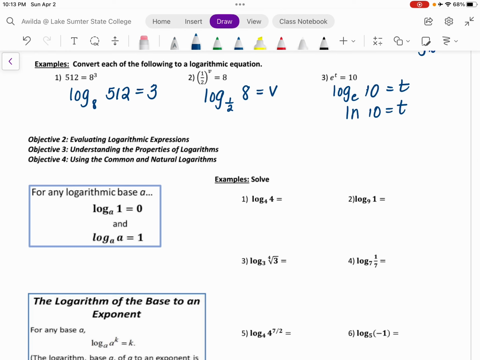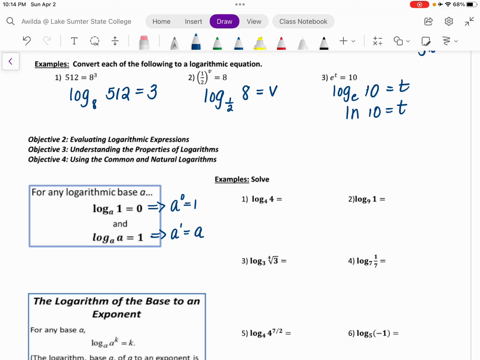Let's look at some properties of logarithms. For any logarithmic base a, the logarithm base a of 1 is equal to 0. And this is easily verified because a to the 0 power is equal to 1 for any non-zero base a. Another property is that the logarithm base a of a is equal to 1. Again, this is also easy to verify because rearranging the three parts would give us a to the 1st power is equal to a, which is a true statement.